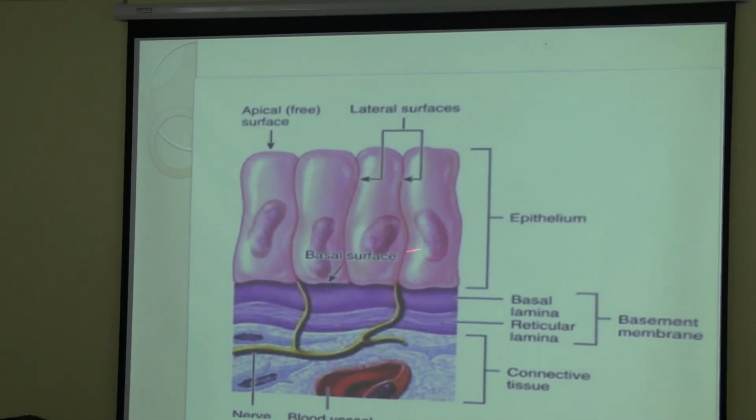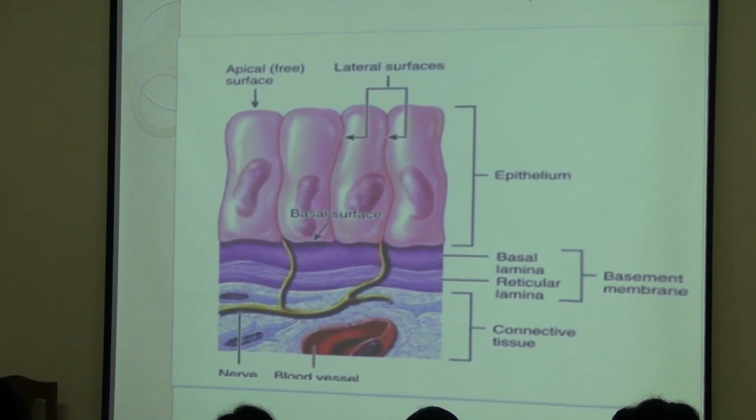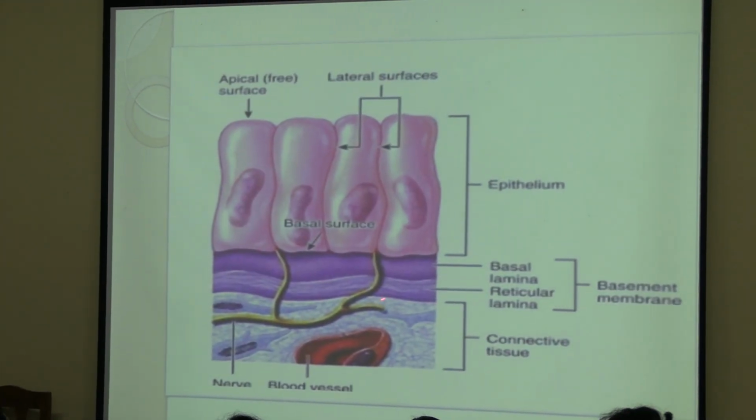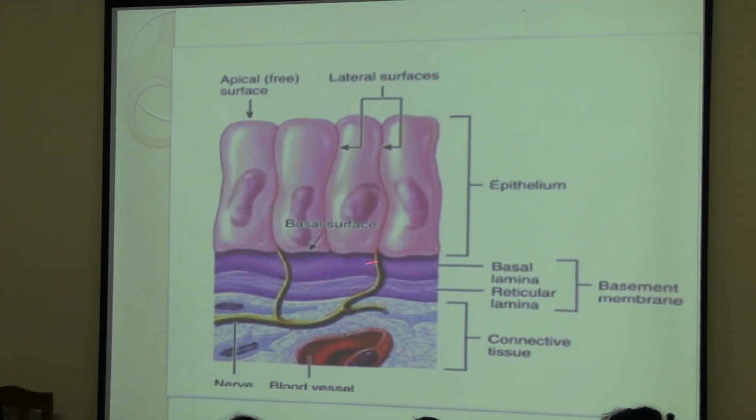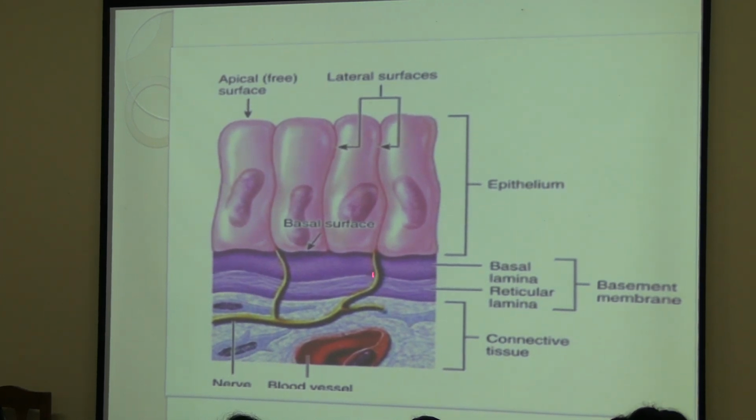Okay, so these are the epithelial cells, this is the basement membrane and this is the connective tissue. So what are the functions of basement membrane? This is the basement membrane. It will be present just below the epithelium. It will connect the epithelium with the connective tissue.